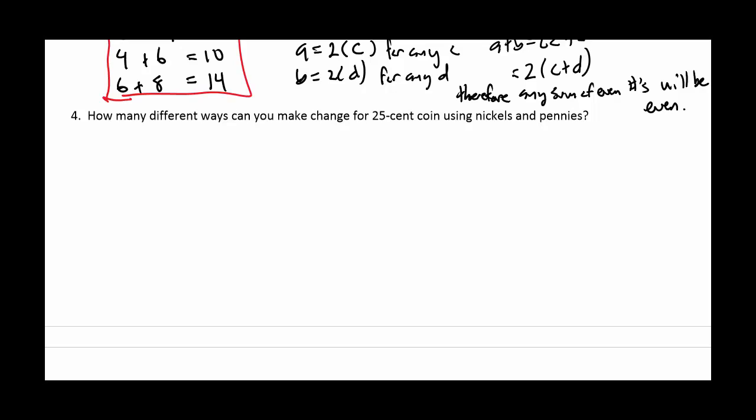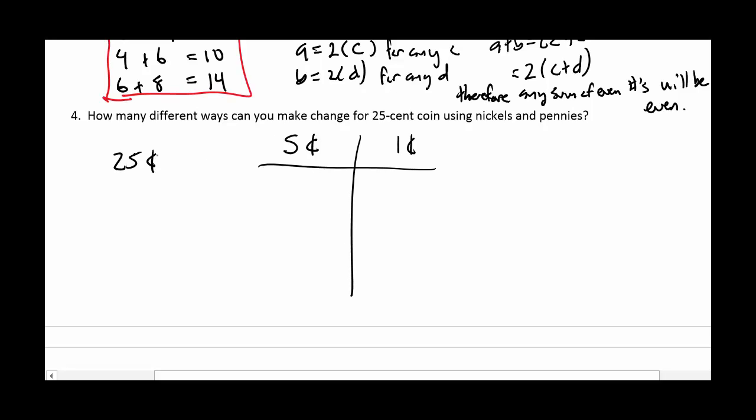Okay. So here's what I would think would make the most sense. I'm going to draw a little chart, and I'm going to label it 5-cent pieces and 1-cent pieces. And off to the side here, I'm going to remind myself that I'm looking for 25 cents. And then I'm going to make a list of values that would work. So what's the most number of nickels that I can make 25 cents with? That would be 5, and there'd be 0 pennies.